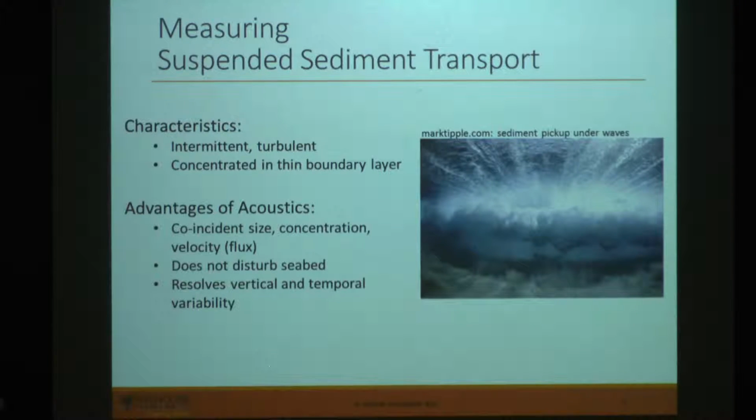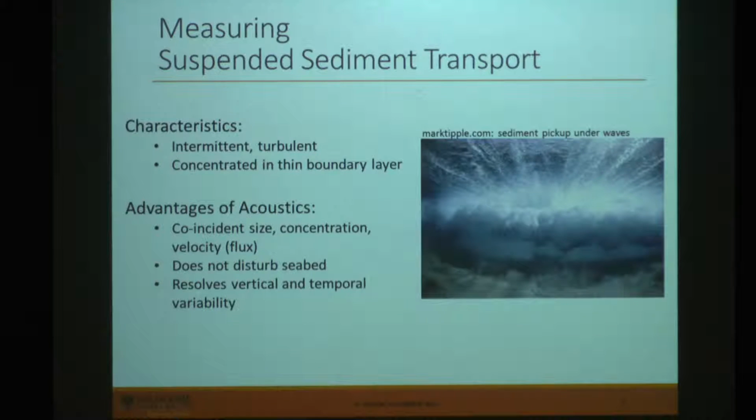One reason that suspended transport under waves and turbulent flows is difficult is that it's a really intermittent process. So you get these plumes of sediment, like in the photo down there, which occur every so often but inject a lot of sediment into the water. So you need an instrument that can resolve in time in order to capture these events. And then another aspect of this process is that it's really concentrated in a thin layer near the seafloor. So there's a huge spatial gradient of sediment suspension in this really small zone.